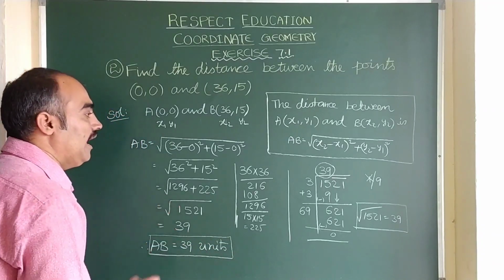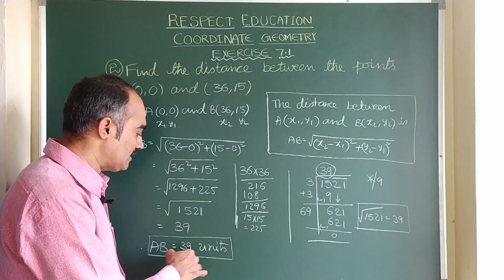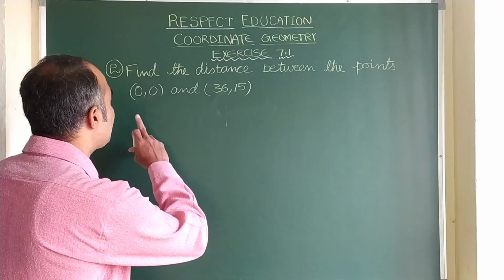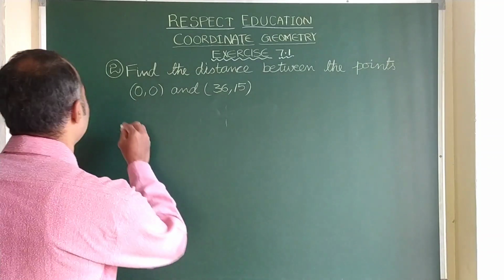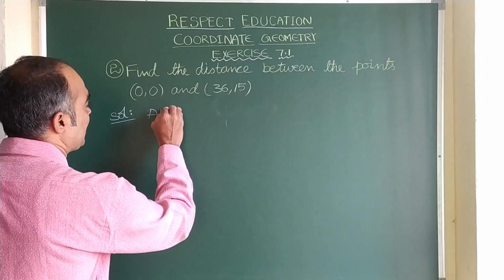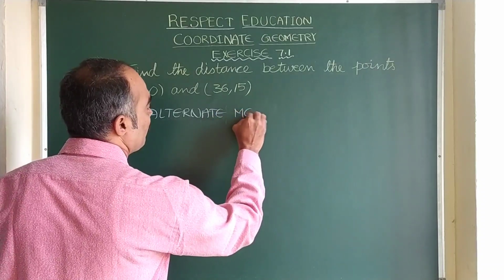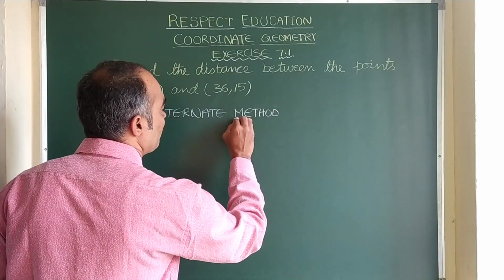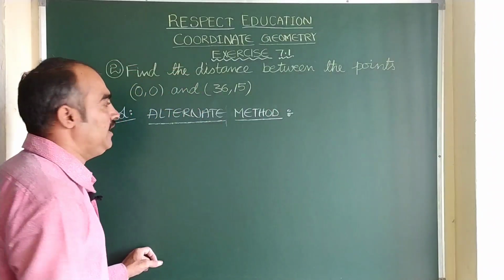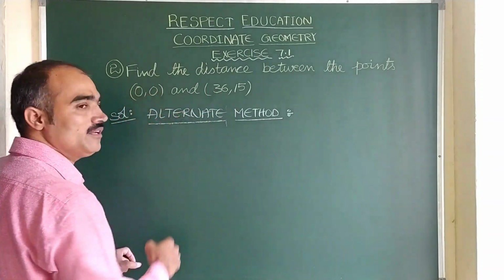It has another method, an alternate method. Now we are going to see another method also, to check whether we get the same answer 39 or not. Let us see an alternate method for the same problem. So we are solving the same problem by an alternate method, meaning another method.